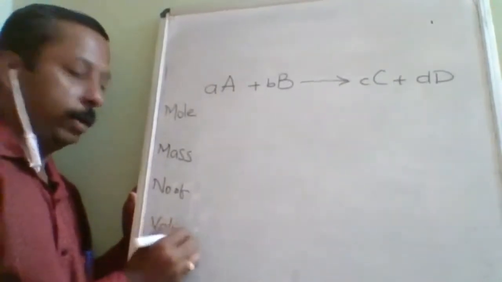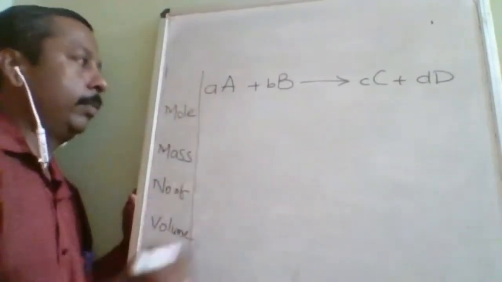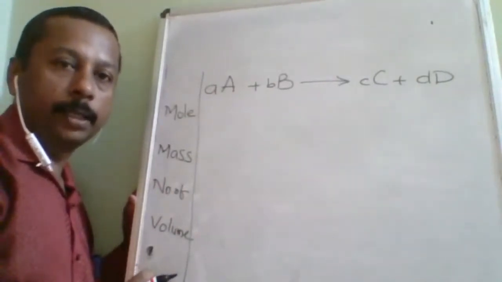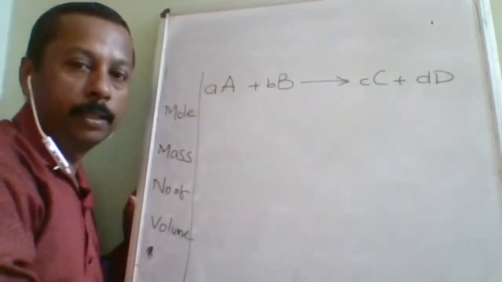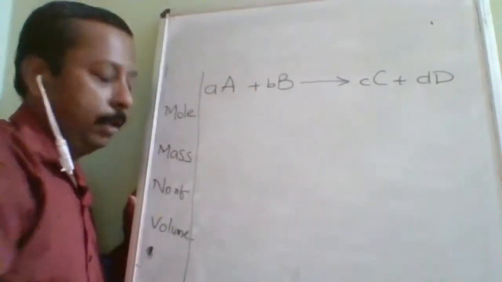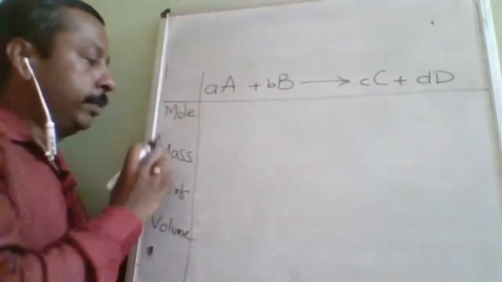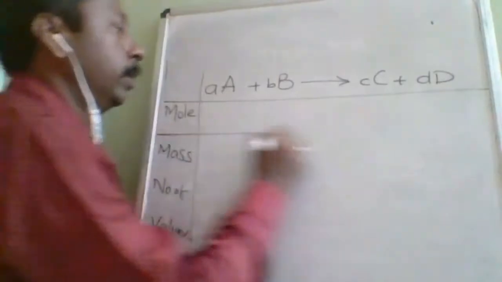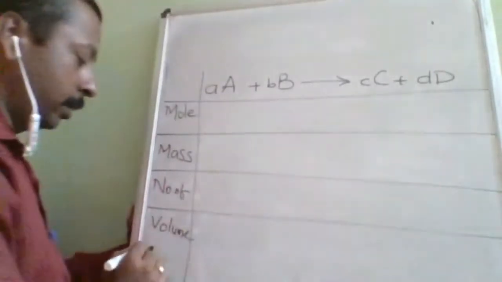Again, I am reminding you, volume is applicable only if the substances we are talking about are in the gaseous state and the measured volume is at STP. Then only we will be able to utilize this part. There is no such restriction in the case of the mole, the mass, and the number of particles. So these are the 4 terms which we are going to use in the entire stoichiometry.